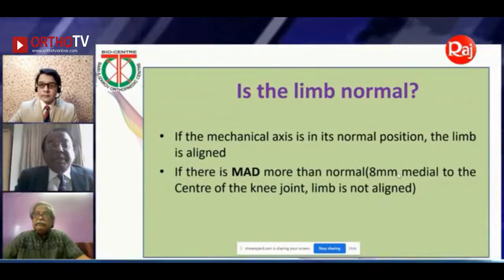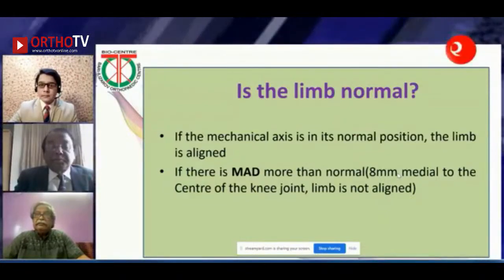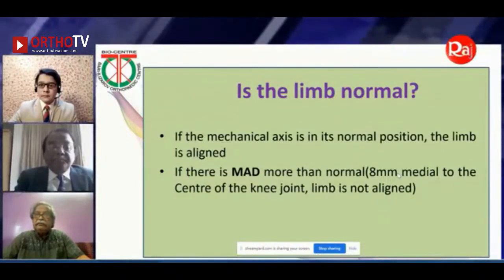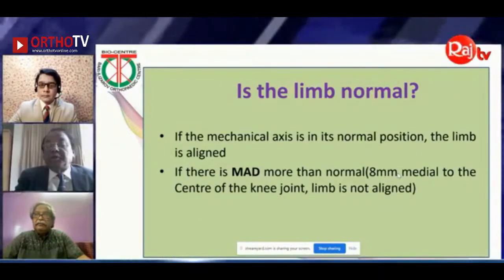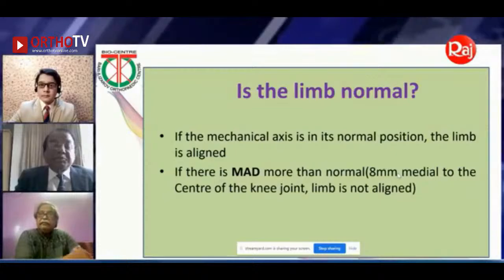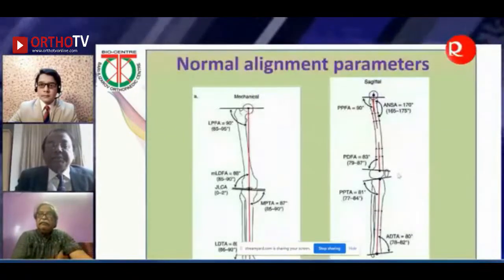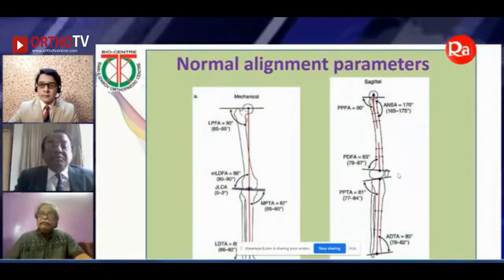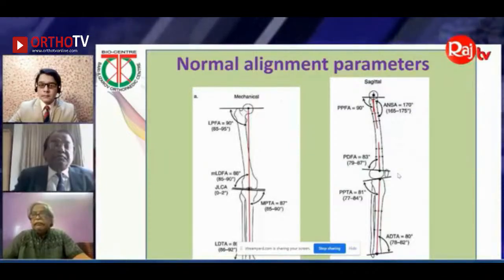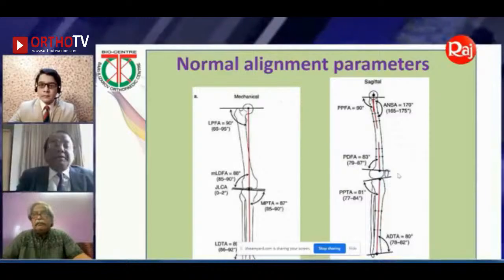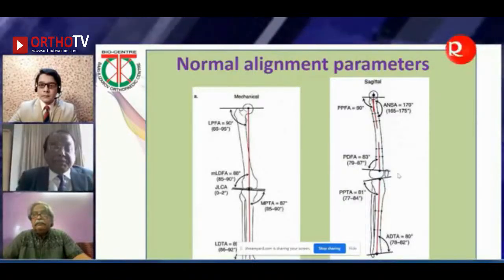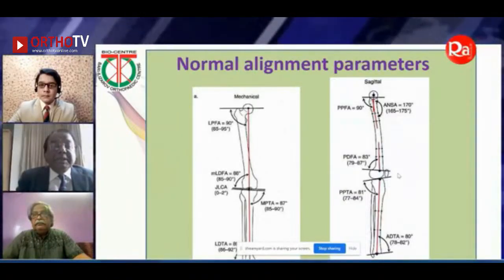That means if the mechanical axis is in its normal position, the limb is aligned. If there is MAD, mechanical axis deviation, more than normal, that is 8 millimeters medial to the center of the knee joint, the limb is not aligned. Now, always before doing any surgery, you must keep in your mind the normal alignment parameters of the hip, knee, and ankle.